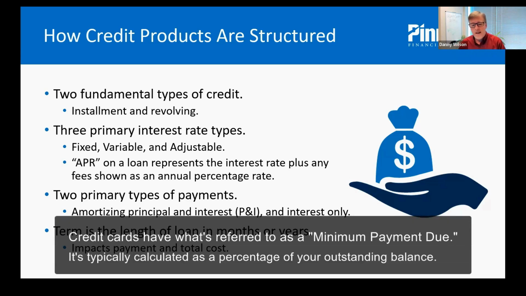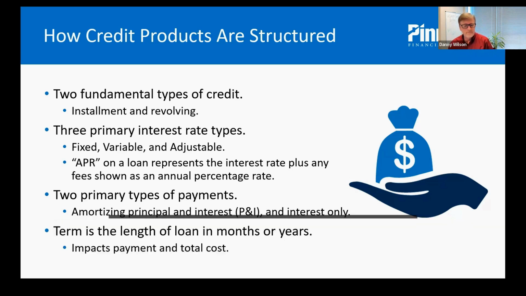And the two primary types of payments are amortizing principal and interest, or P&I for short, and interest only, which, if that is an option, is usually going to be on those revolving type accounts. And then the term is the length of the loan in months or years.